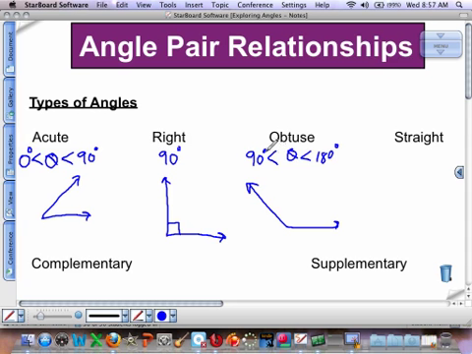Shelby, talk to me about a straight angle. 180 degrees. Is that the only type of straight angle? Or is there another way to have that? Okay. What about 0 degrees? Is 0 degrees the same thing as 180 degrees? Yeah, pretty much.